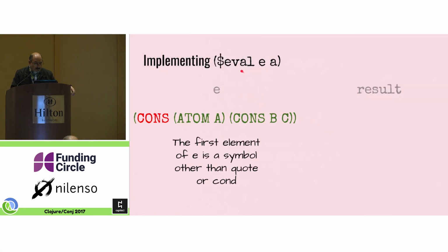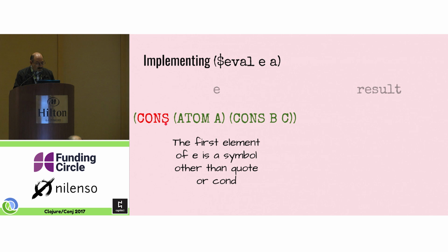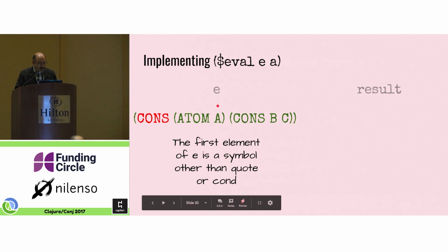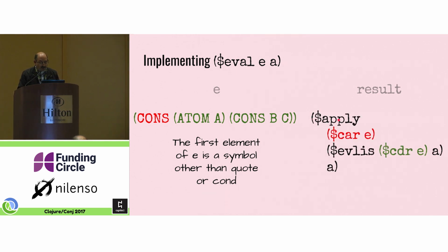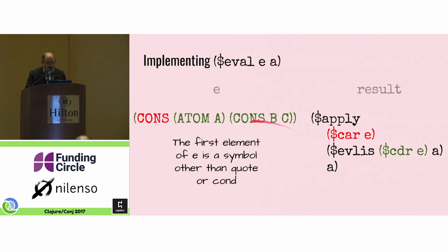The last part done in eval, actually the second to last part that we need to do here, is when the first element of E is a symbol, but it's not quote or cond. Here we delegate this to apply, which actually knows how to do that. We get that first symbol as the function that we want to call. We evaluate the arguments, and we send the same associative list to apply, okay?